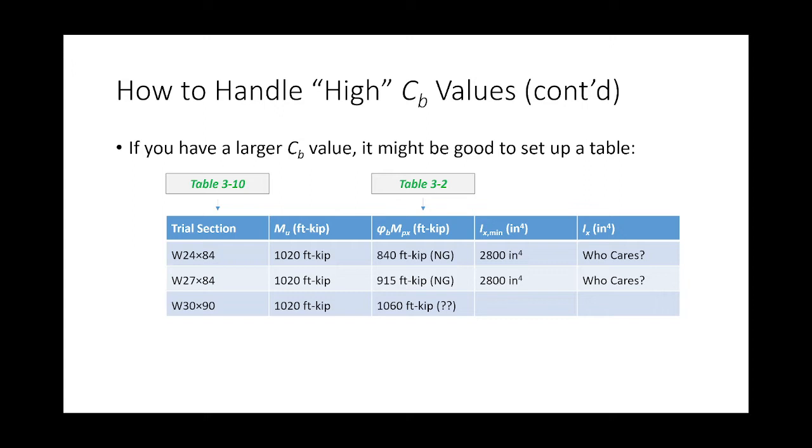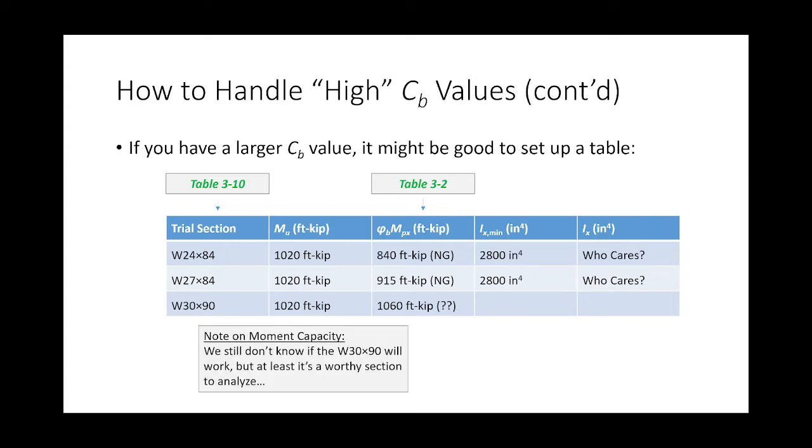Okay, that one might be a viable pick, right? But if we're going to do this, let's go ahead and check our moment of inertia. What's the moment of inertia? Well, we still have to analyze it. What's our moment of inertia for a W30 by 90? Okay, so now we got some value here. We've got a section. We don't know whether or not it does work. We still need to do the math and check it. But it's at least viable from a flexural capacity standpoint and a moment of inertia standpoint, okay?